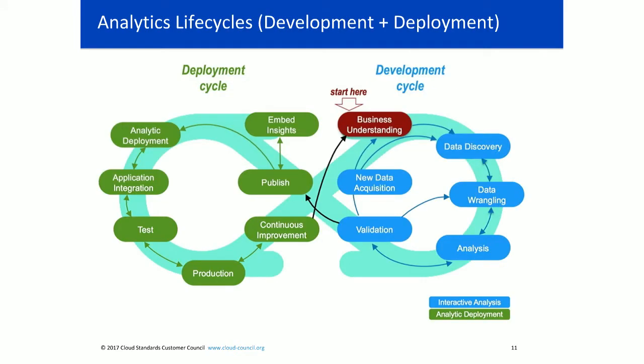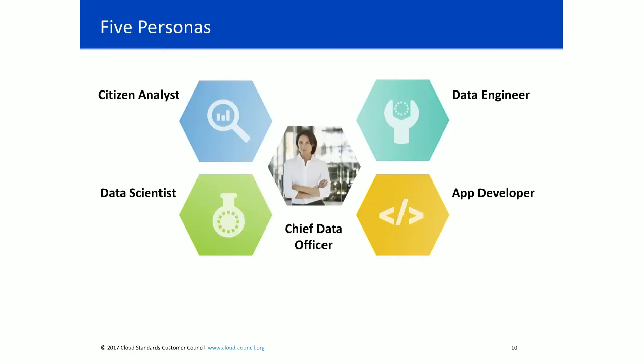Here I moved one more. We defined what the 5 personas are. The first one, as I said, is the knowledge worker, citizen analyst. And then we have data scientists and the traditional data engineers, database administrators. And we also have app developers. In the middle is the chief data officer, who is really in charge of defining the entire policies and rules for information governance. Okay, next chart.